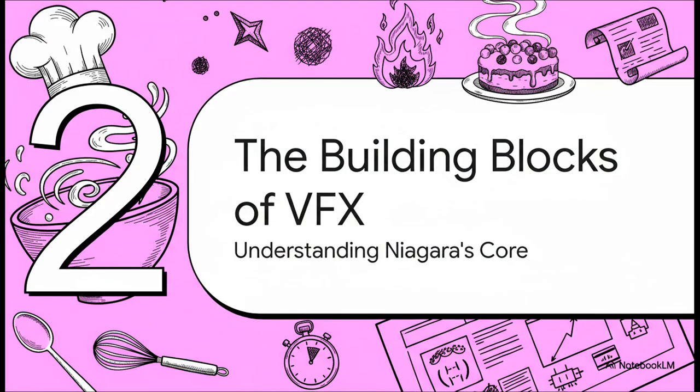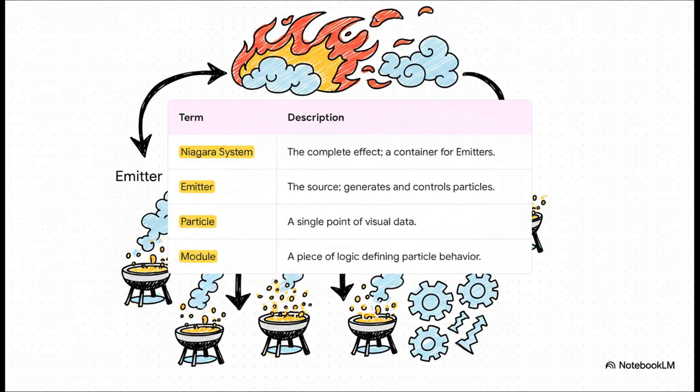Okay, so to really get how Niagara works, let's break it down into its core components. A really good way to think about this is like you're following a recipe. You've got the final dish, you've got your main ingredients, and you've got the individual cooking steps. Niagara is set up in a very similar way. So check out this hierarchy. Right at the very top, you have the Niagara system. That's the complete effect, the final recipe.